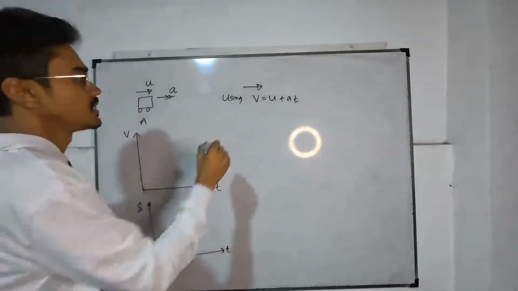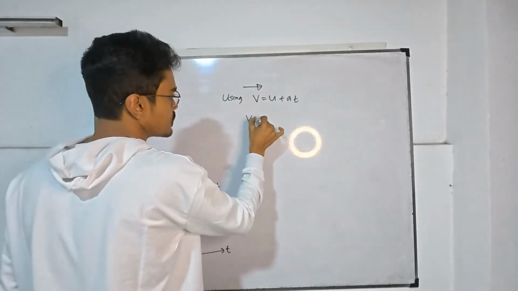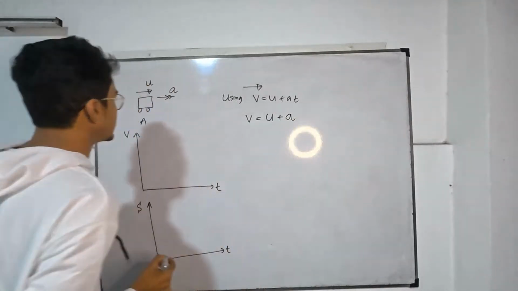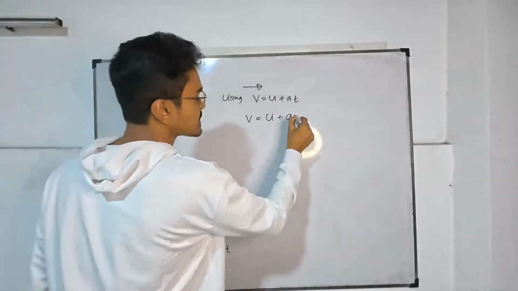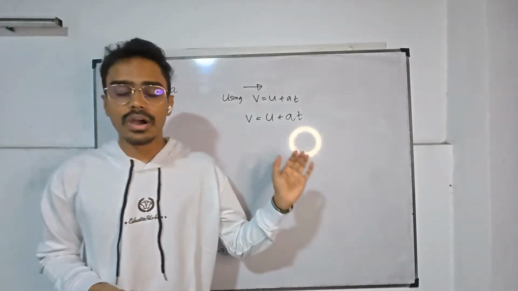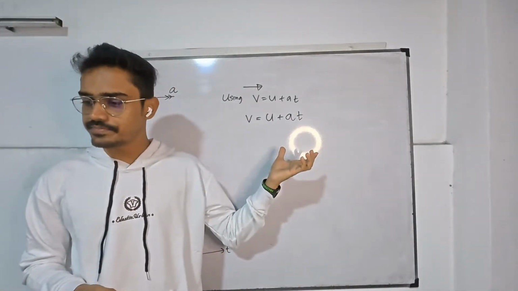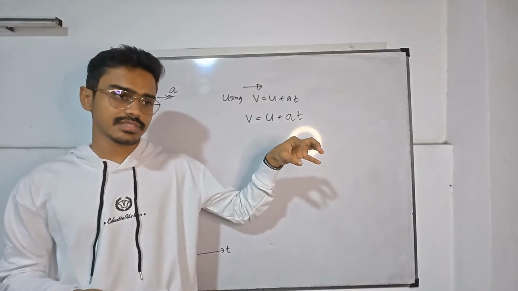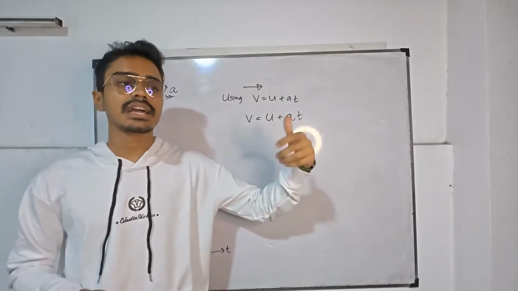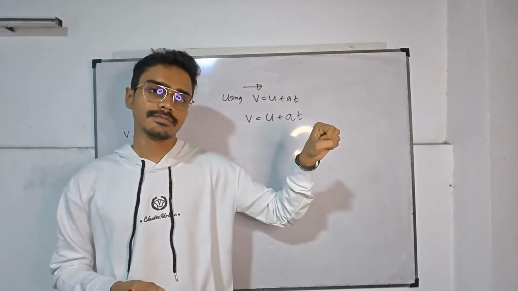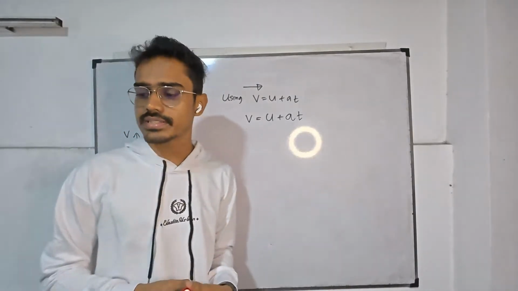Look at here. V is the final velocity. Initial velocity is given as U. A is also given as A, and time is given as T. Once we got the relationship among these terms, we have to take it to a standard format of a curve. So this is how it's done.